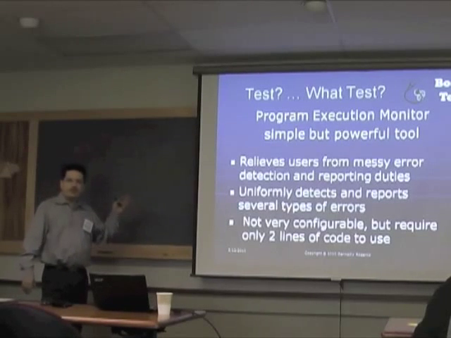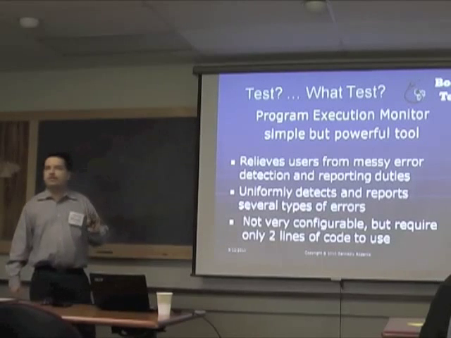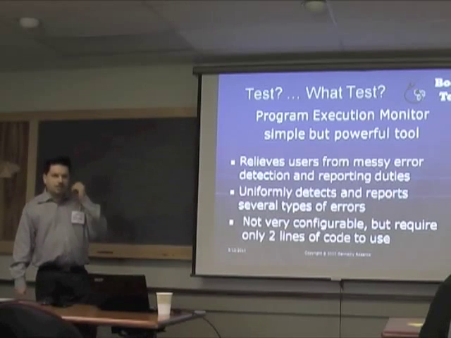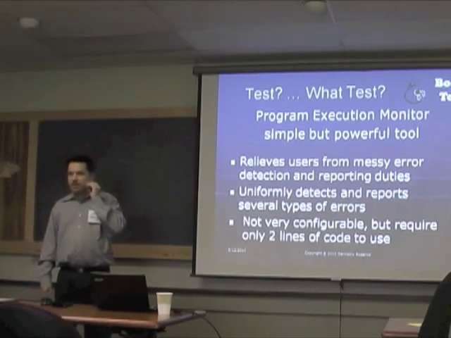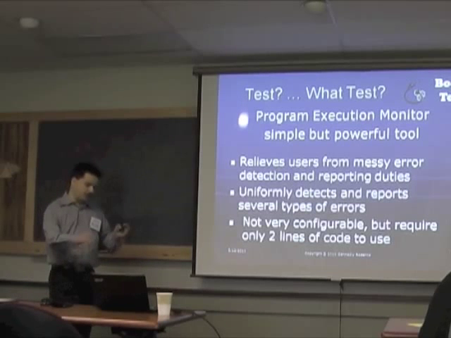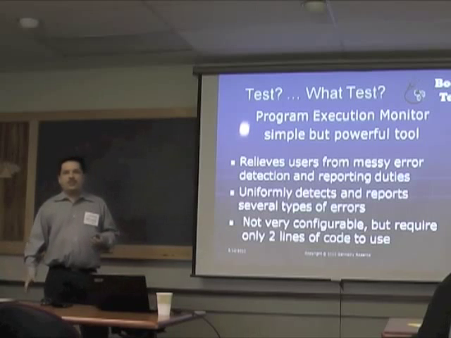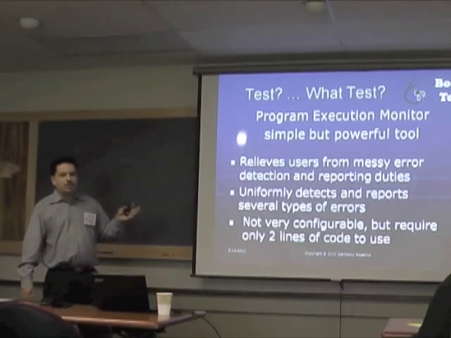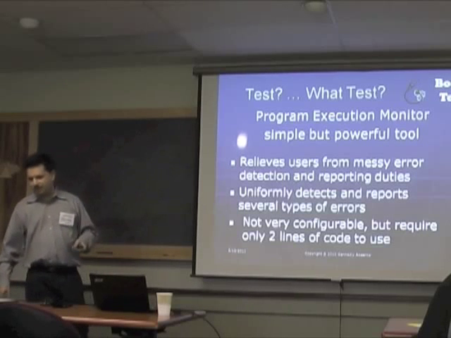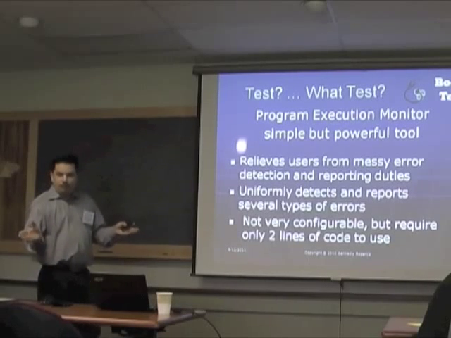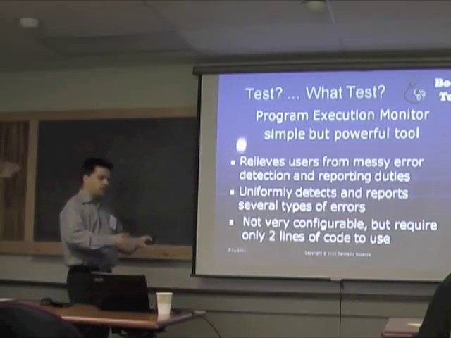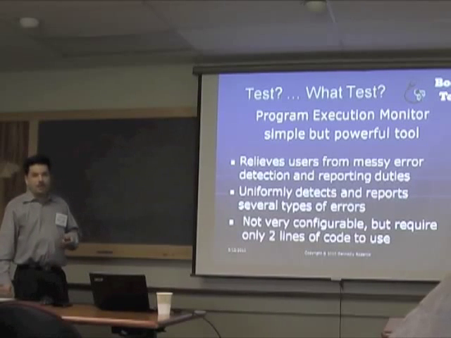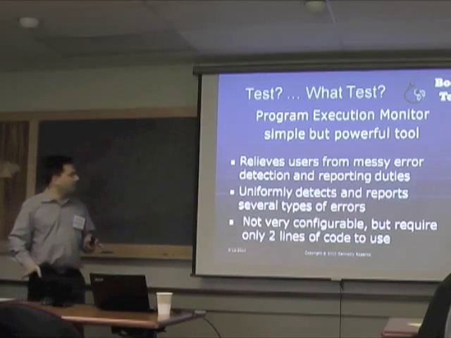So we'll start with probably the simplest of these, which is the production execution monitor. This is a very simple but powerful tool. What it does is what you need. Essentially, I found myself using it in a couple of scenarios where I was asked to support some legacy application, and it crashed for some unknown reason in different scenarios. I just needed to make sure it first works, and I'd deal with the errors later. I just needed some uniform output out of it: if it fails, why and how it failed; if it worked, that's good. So the program execution monitor helps users and relieves them from these error detection and reporting duties.